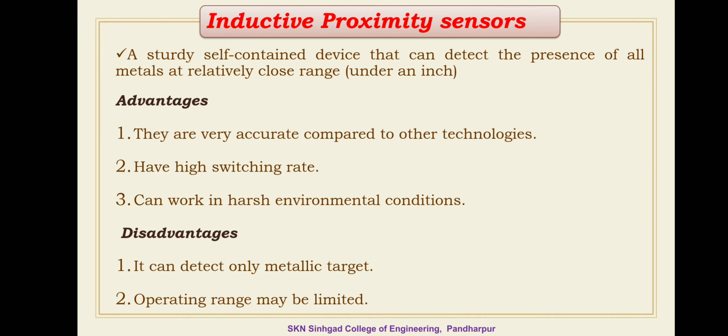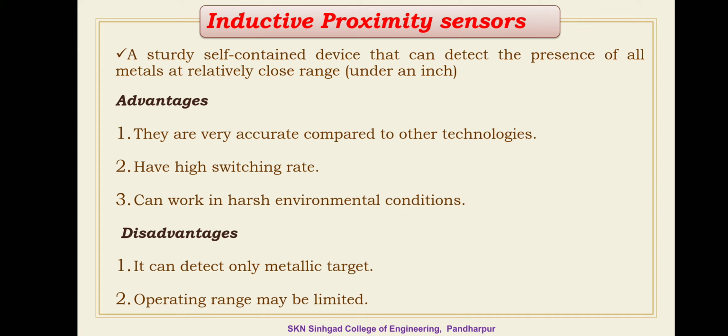There are different advantages and disadvantages of the inductive proximity sensor. The first advantage is that they are very accurate as compared to other technologies. They have a high switching rate, and can work in harsh environmental conditions. These are the three advantages of the inductive proximity sensor. The disadvantages are that it can detect only metallic targets and the operating range may be limited.